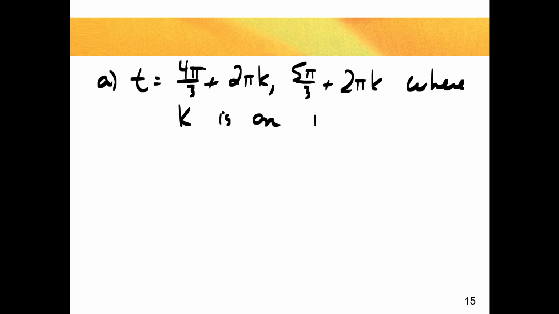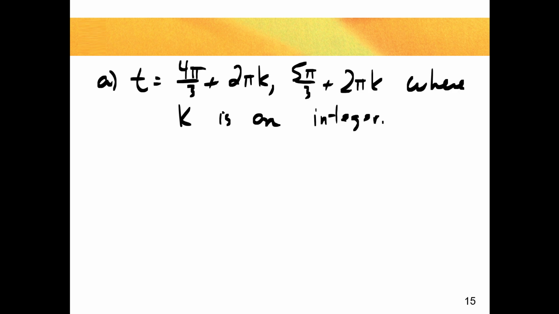Would it be 4 pi over 3 plus 2 pi k, where k is an integer? Okay. So it's going to be 4 pi over 3 plus 2 pi k. Remember, 2 pi is one way around the unit circle, right? Angle measurement. So you just stick a k next to it. 5 pi over 3 plus 2 pi k, where k is an integer again.